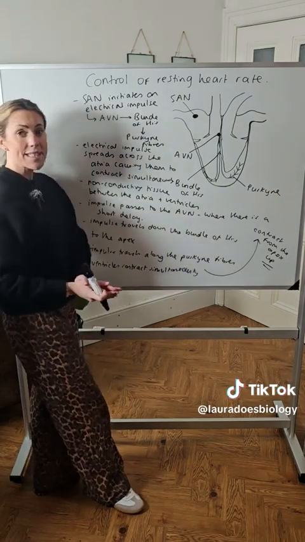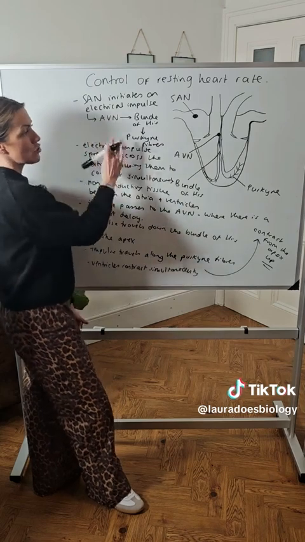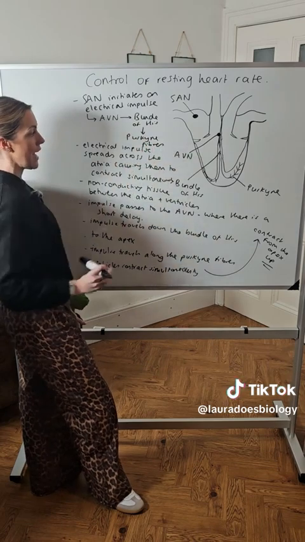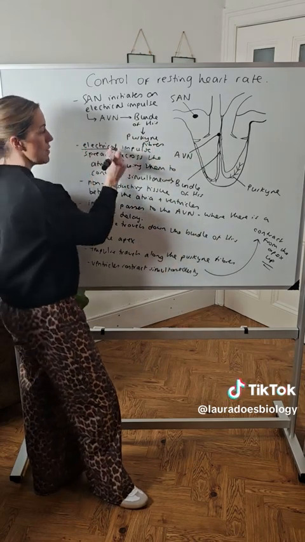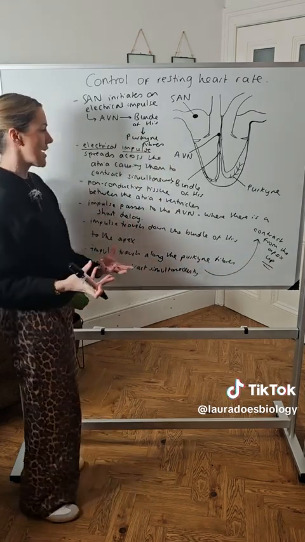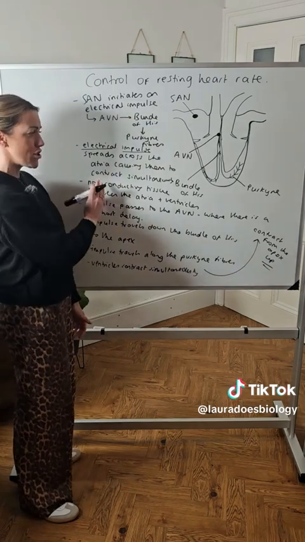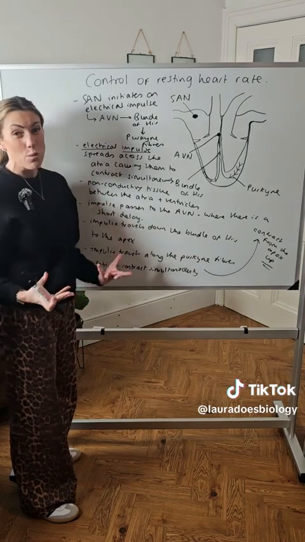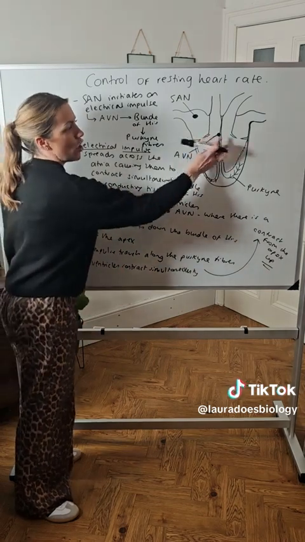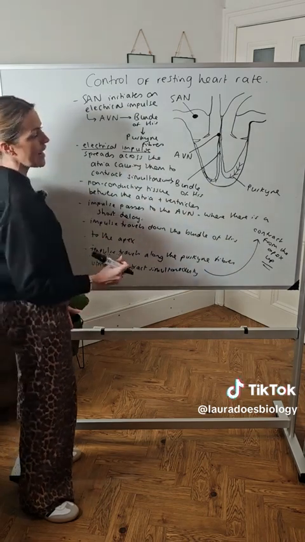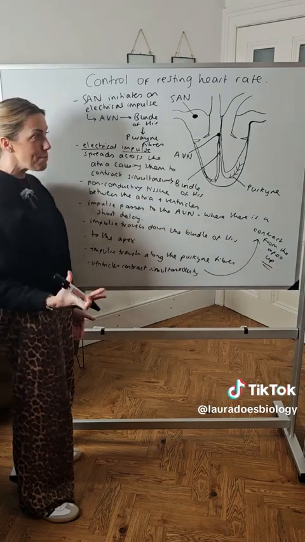Okay, so key things to remember. Make sure you can name the structures in the correct order. So we've got the SAN, the AVN, the bundle of His, and the Purkinje fibres. Remember to use the term electrical impulse, not just signal or message or something non-scientific. Remember the atria contract simultaneously, then it passes through the AVN because that's the only way it can, because you've got non-conducting tissue between the atria and the ventricles. There will be a short delay to make sure the atria are fully empty of blood.